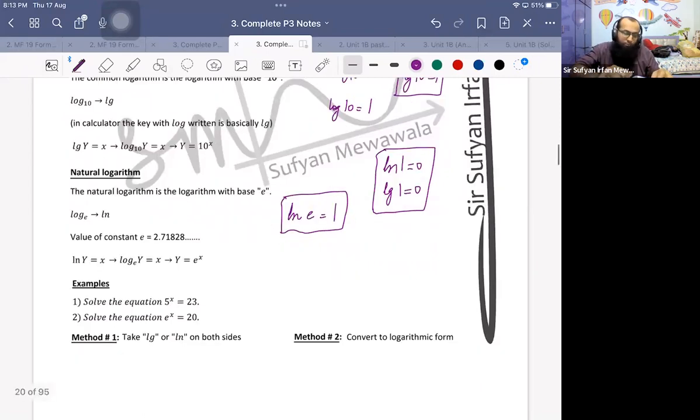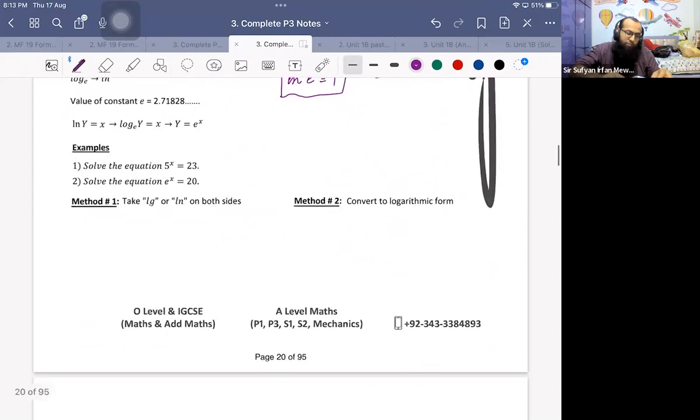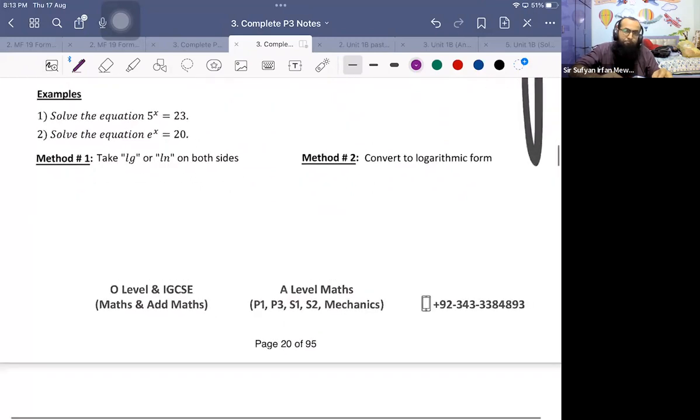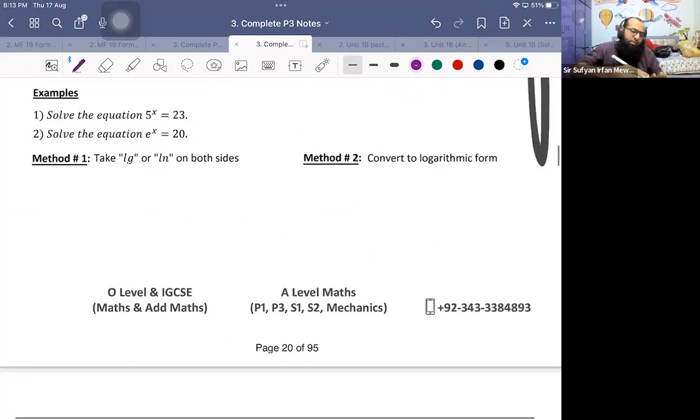All right, great. Moving forward, let's look at a few examples. First example, solve the equation 5 power x equals 23.